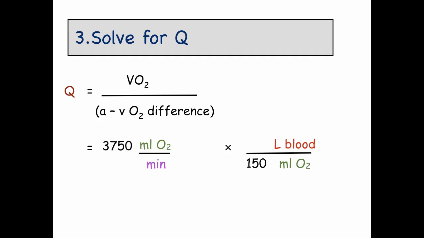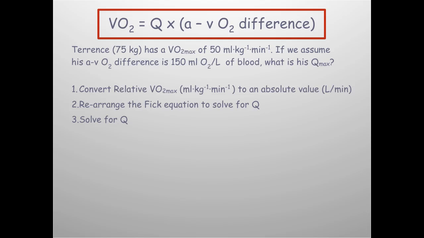Here I show you that we can cancel out our mLs of oxygen, and notice now the reason why I left the absolute VO2 in mLs of oxygen instead of liters of oxygen. If I left it in liters of oxygen here, they wouldn't have canceled out. So I can take 3,750 and divide by 150, and I'm left with a cardiac output of 25 liters of blood per minute. We're going to continue on with this example.